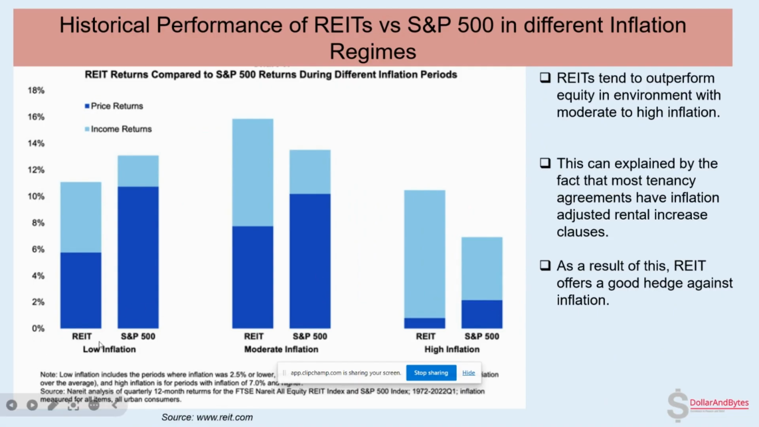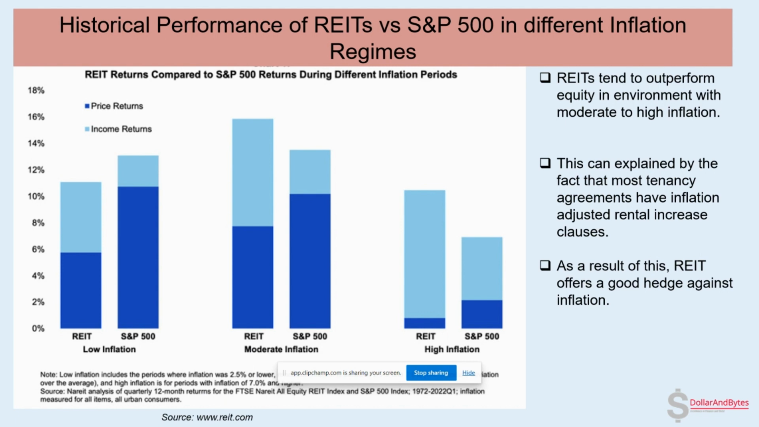As you can see, in the low inflation regime, returns from the stock market tend to outperform REITs, because whenever interest rates are low, which is when there is less inflation in the economy, stocks tend to outperform REITs. While in moderate and high inflation, when interest rates tend to increase, the interest rate sensitivity is very high, both for the S&P 500 and REITs. However, on an overall basis, REITs tend to outperform.